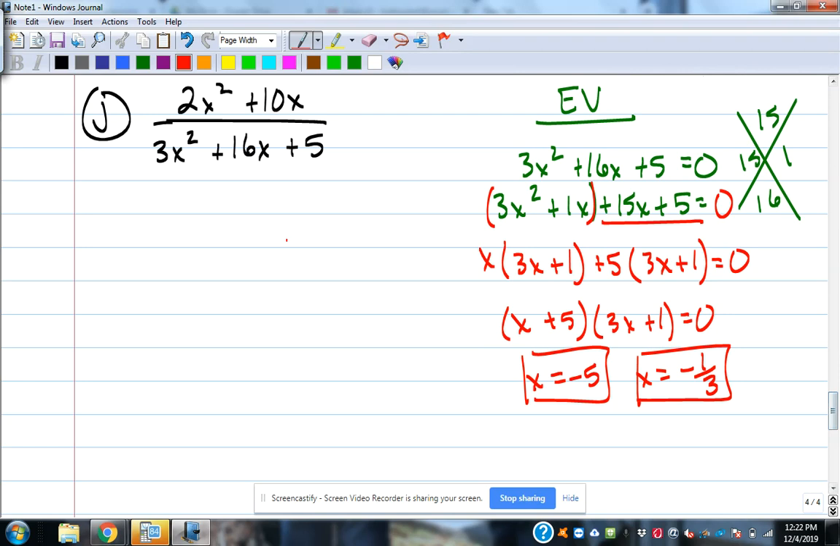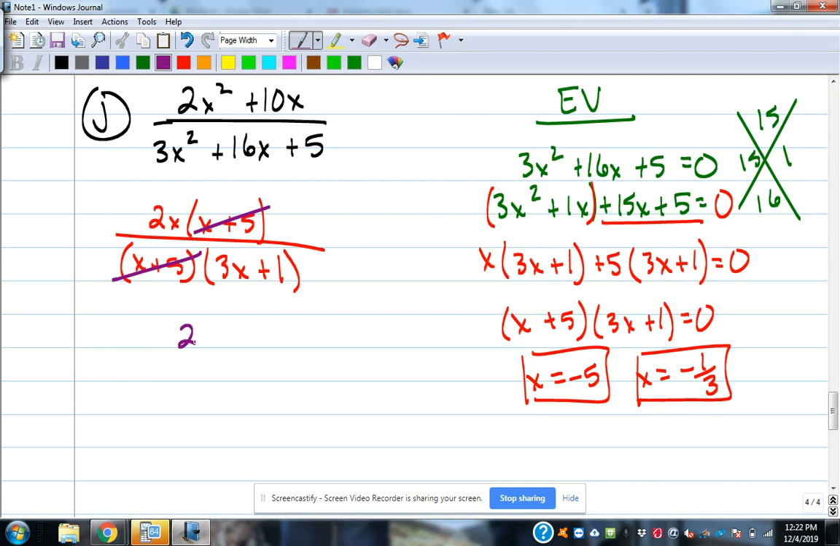So I've got the factored form of the denominator. It's x plus 5 and 3x plus 1. What do I do with the numerator? Which is 2x. That leaves x plus 5. Cancel out the matching factor. And there's our simplified form out of that.